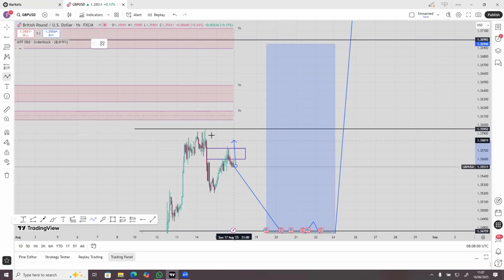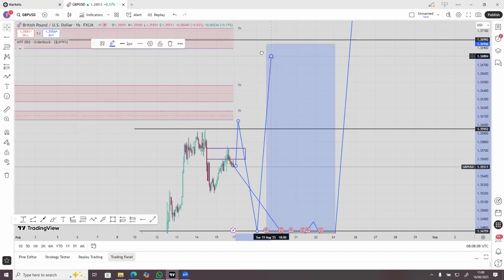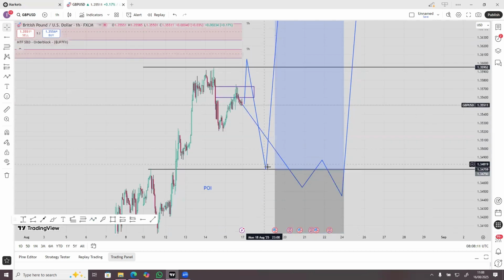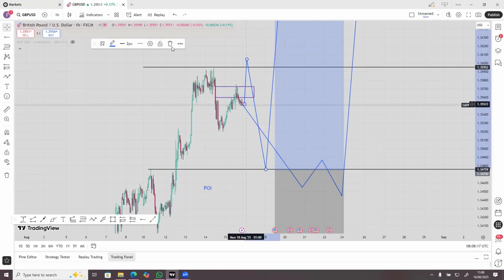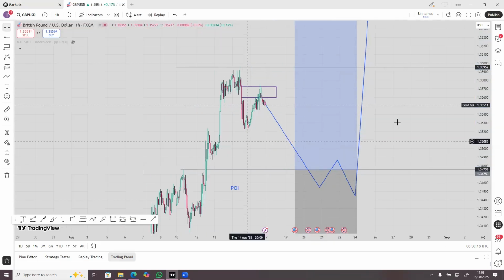So when price rises up to this area, it may sweep that liquidity first, and then it must return to our point of interest, and then we'll take buys from that point of interest. That is it on GBP USD.